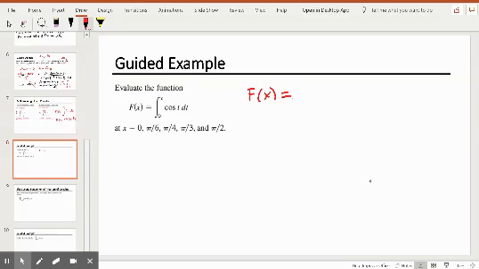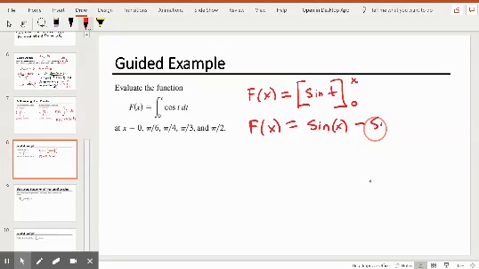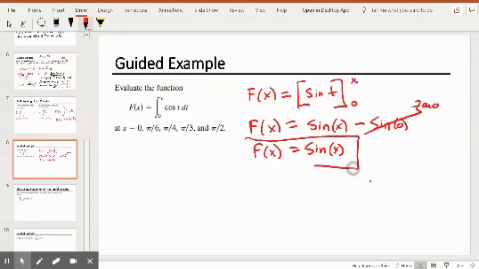F of x is equal to the antiderivative of cosine of t, which is sine of t. My bounds of integration go from 0 to x. F of x is equal to sine, we replace t with x, that's the upper bound. Then sine, we replace t with 0, that's the lower bound. F of x is equal to sine of x, because sine of 0 is 0. And that is our function defined by the definite integral.